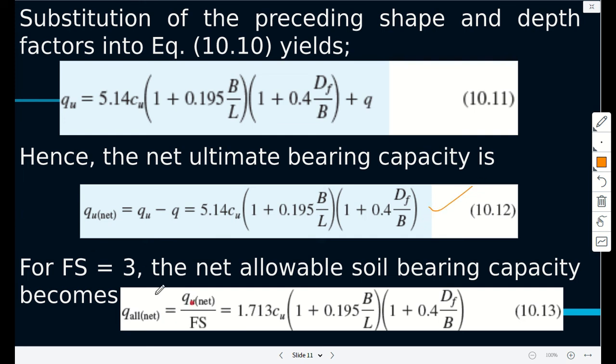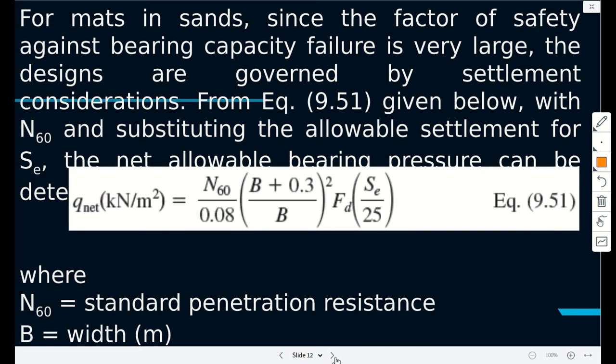So when we have a factor of safety of 3, then the net allowable bearing capacity is as shown. So for mats in sand, since the factor of safety against bearing capacity failure is very large, the designs are governed by settlement considerations from equation 9.51.